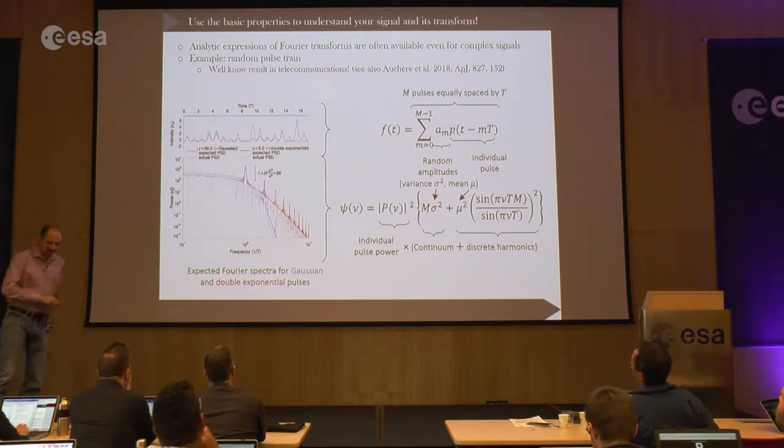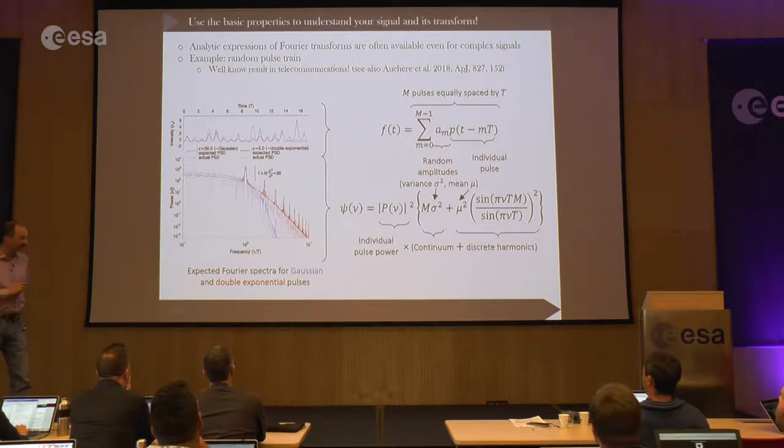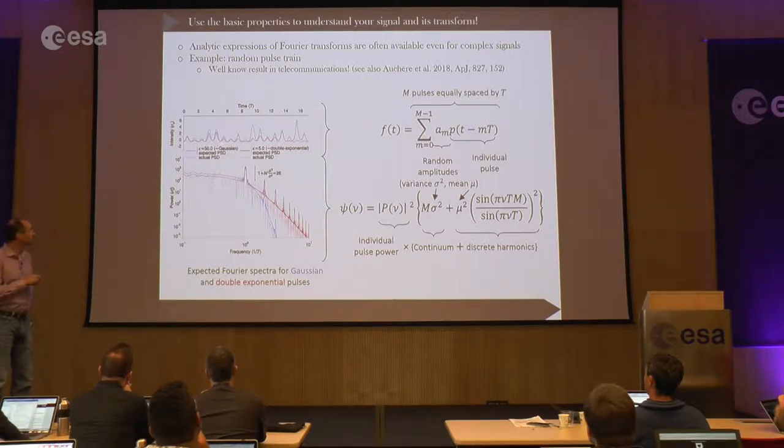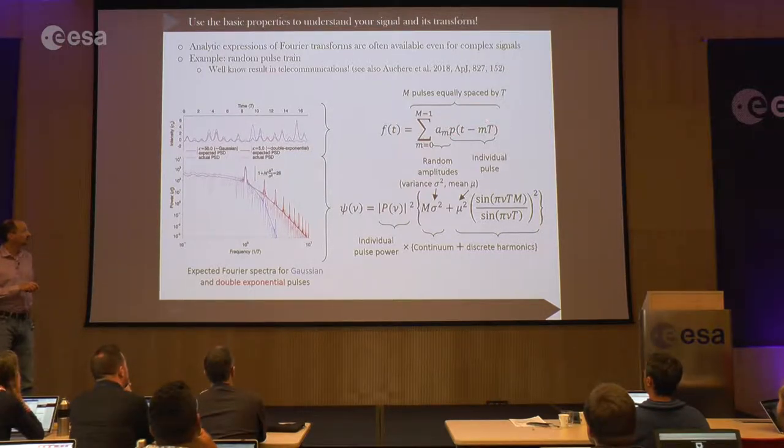I don't expect that you remember this. But if you have, for example, this type of signal, which is actually pretty complex, that's a periodic signal. But in a way, it's random. The amplitude of these peaks are random. So it's a signal that's formed by a sequence of pulses that are repeated every capital T with random amplitudes.